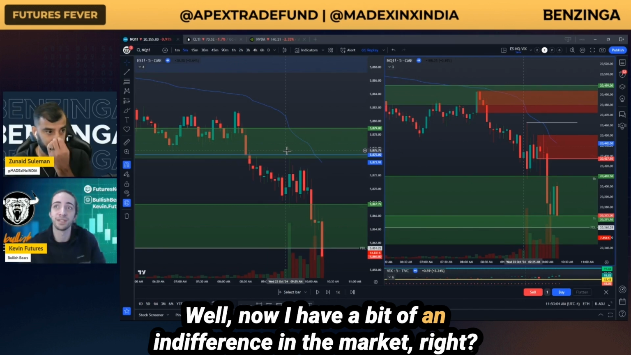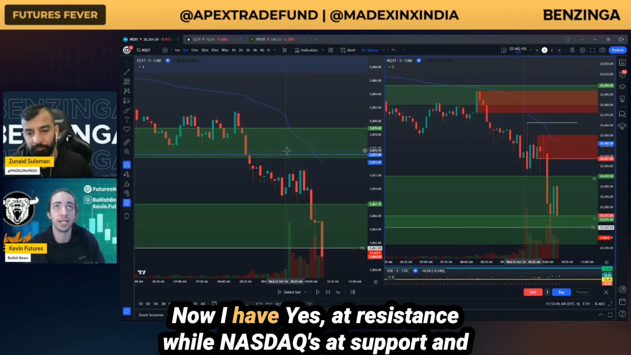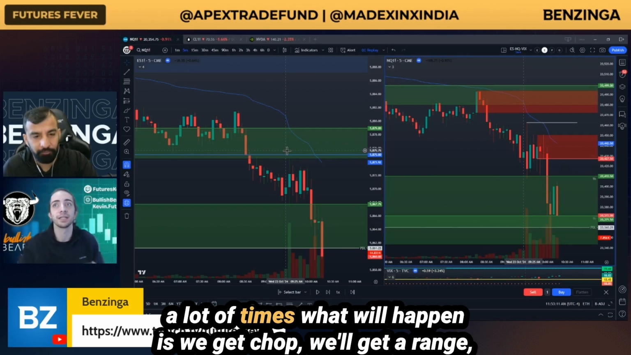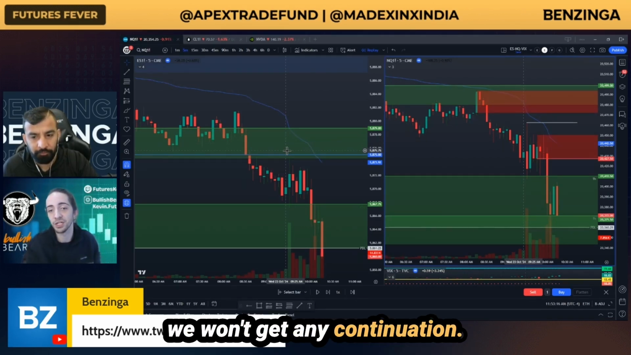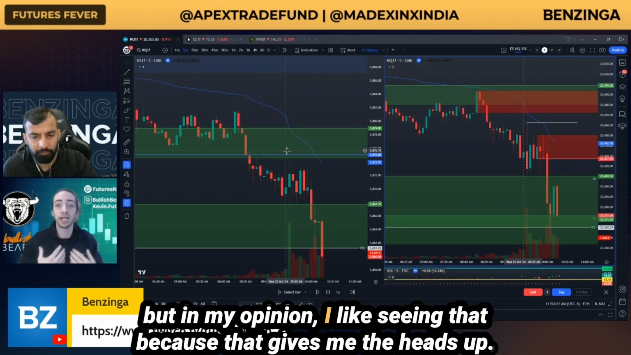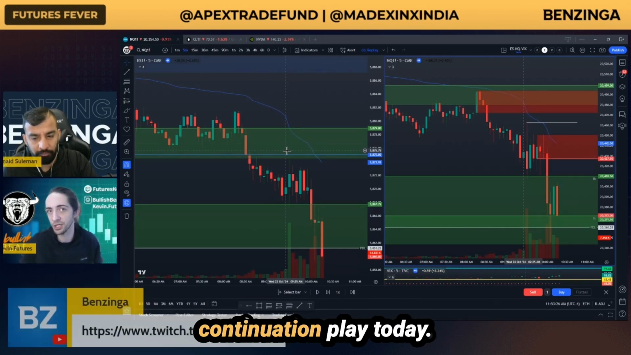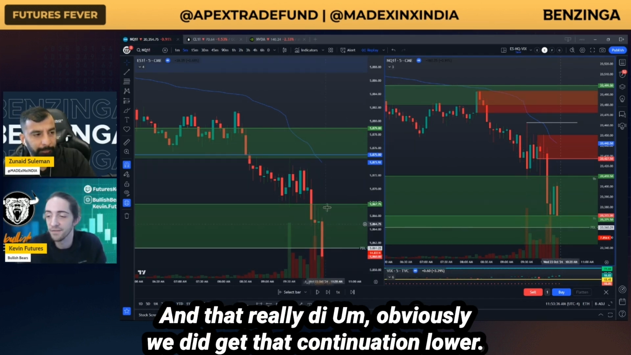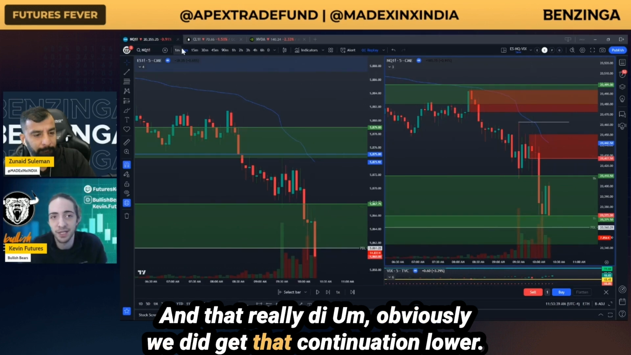Now I have a bit of an indifference in the market, right? I have ES at resistance while NASDAQ's at support. A lot of times what will happen is we get chop, we'll get a range, we won't get any continuation. A lot of people worry about that, but in my opinion, I like seeing that because it gives me the heads up: don't look for that continuation play today, don't look for that real move. Maybe try a scalp if we're getting that momentum off your area, but don't hold, right? And that really did work out in my favor. Obviously, we did get that continuation lower.